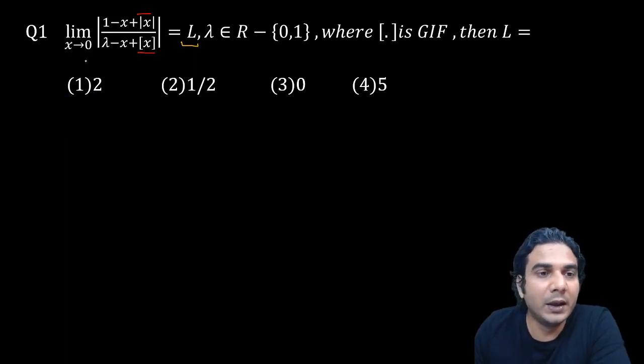we'll equate them. One more parameter is there. You can see lambda is a parameter in this question. So we'll try to find the value of lambda also because that might be required before finding L. All right. Okay. So let's start finding the left hand limit first of all.